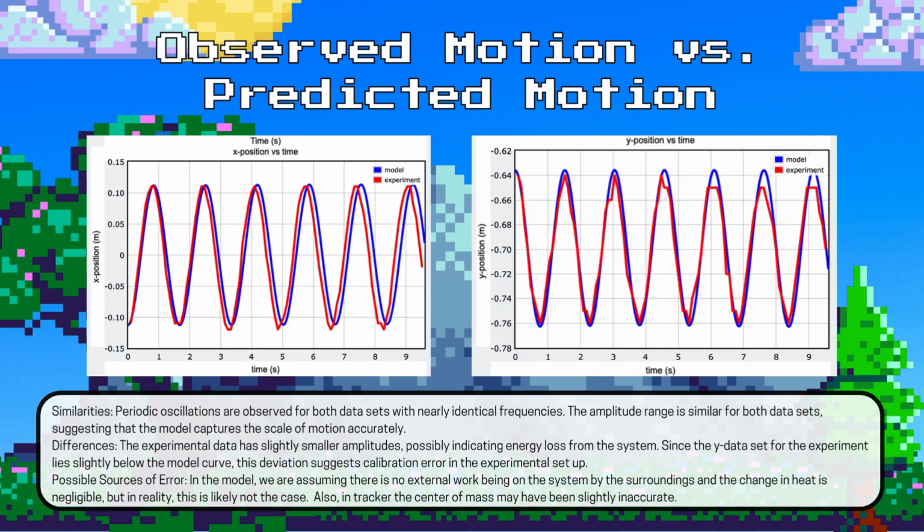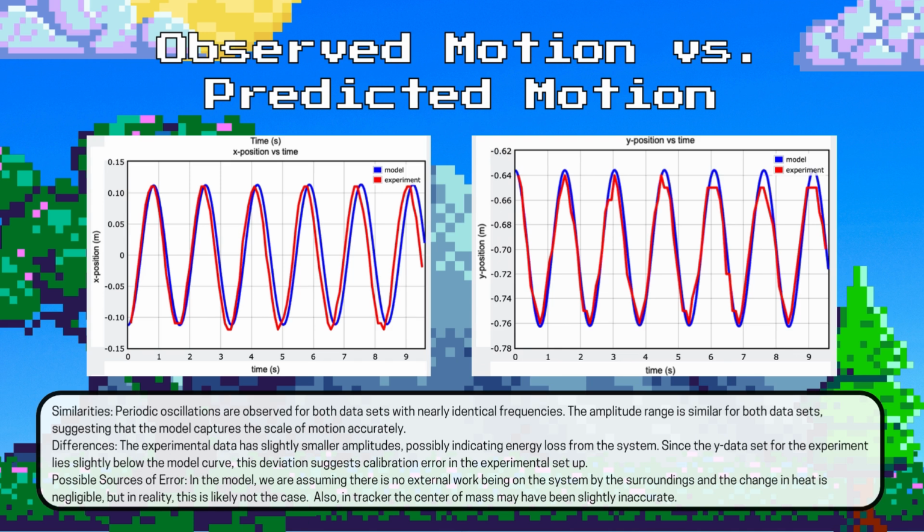Now, looking at the observed motion versus predicted motion, our experimental data is graphed in red and our computational model data is graphed in blue. Similarities between these two are that periodic oscillations are observed for both datasets with nearly identical frequencies. The amplitude range is similar for both datasets, showing that the model captures the scale of motion accurately.